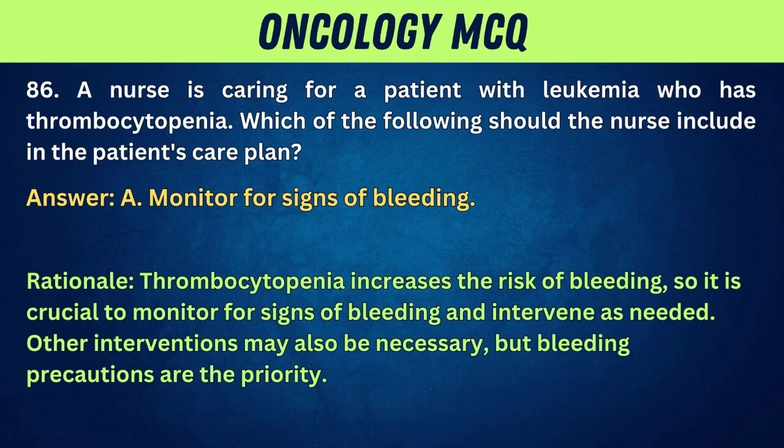Monitor for signs of bleeding. Rationale: thrombocytopenia increases the risk of bleeding, so it is crucial to monitor for signs of bleeding and intervene as needed. Other interventions may also be necessary, but bleeding precautions are the priority.